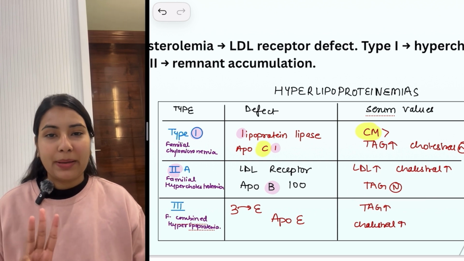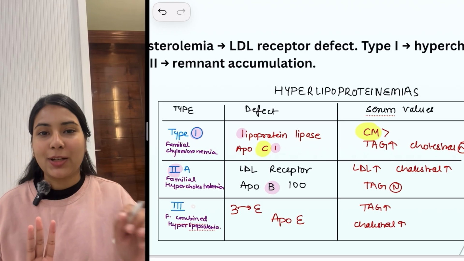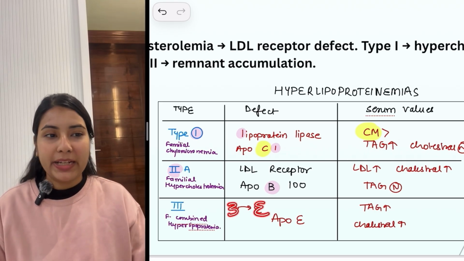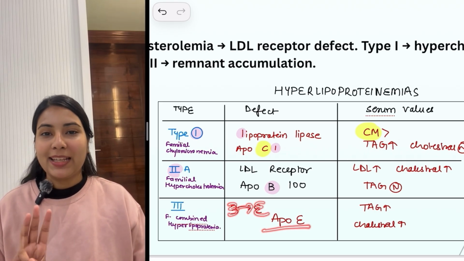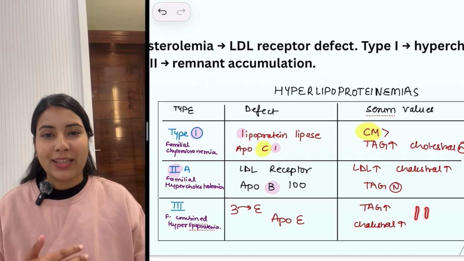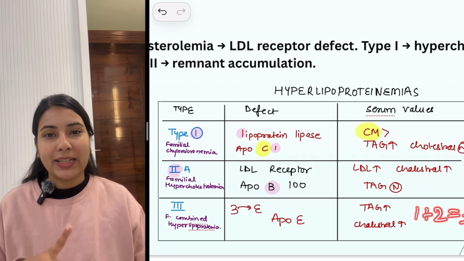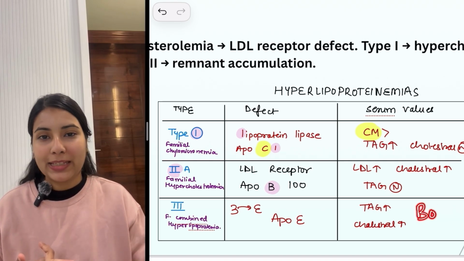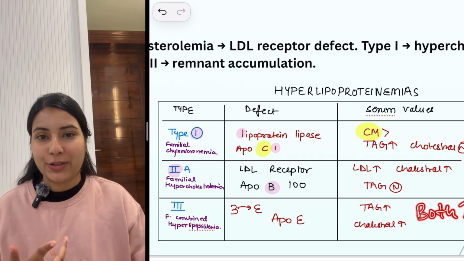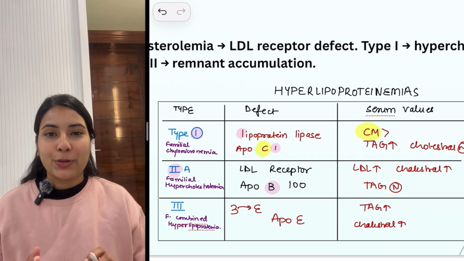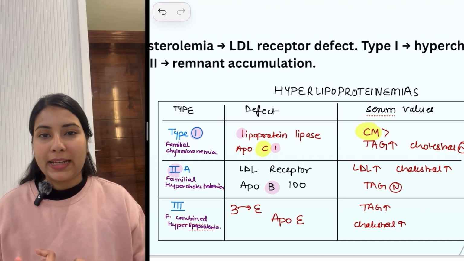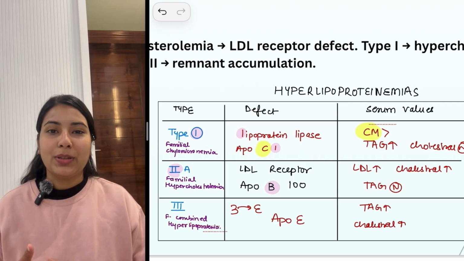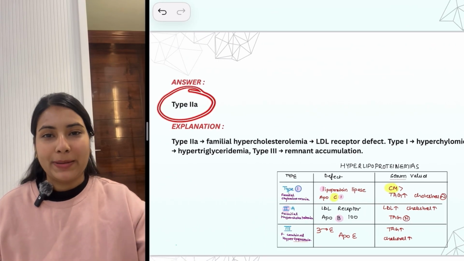Let's move to type 3. So if we reverse 3, it looks like E. So there is an ApoE defect, and 3 is equal to 1 plus 2. So there are features of type 1 also and type 2 also. So TAG also increases, triglyceride level increases, and cholesterol level also increases. So in this question, only the LDL level is increasing, TAG is normal, triglyceride level is normal. So the answer is type 2A.